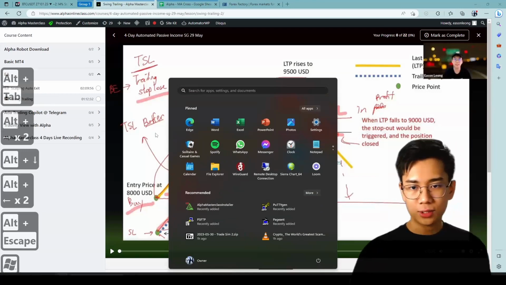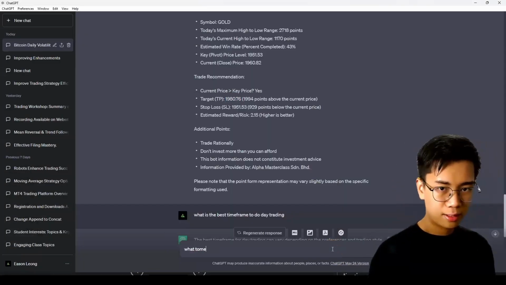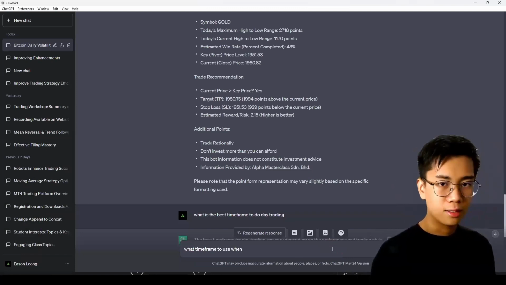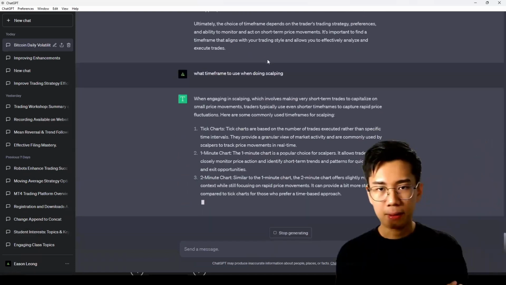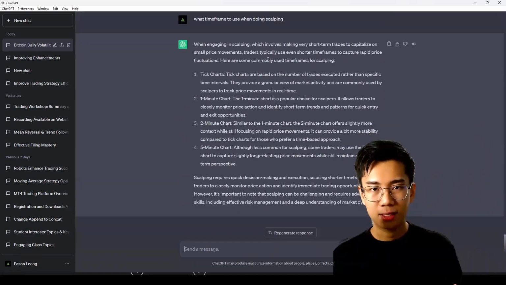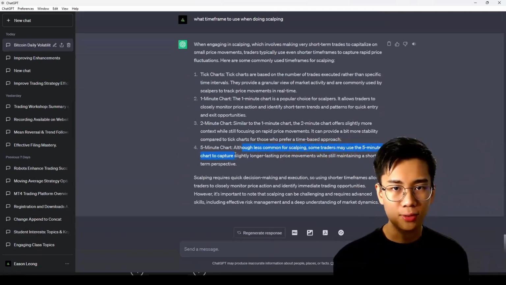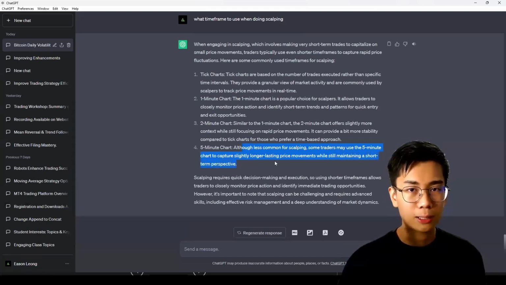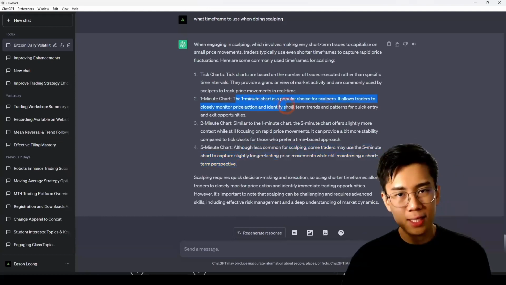Okay, so for these questions, what time frame to use when doing scalping? Man, you use scalping 1 minute, 2 minutes, 5 minutes. Although it's less common, some traders may use 5 minutes to capture slightly longer lasting price movement while they still maintain a short-term perspective. So for Steven, yes. Time 1 minute, also yes.